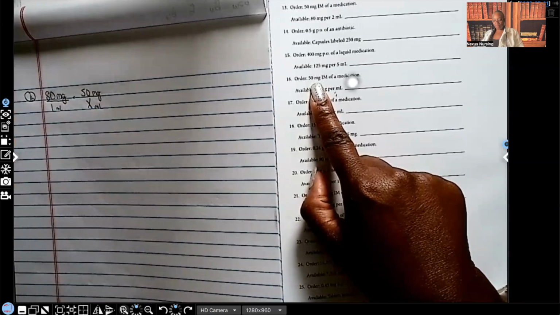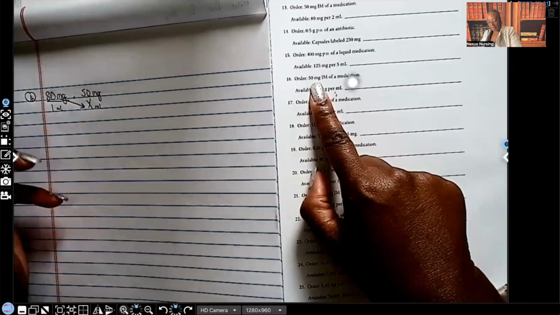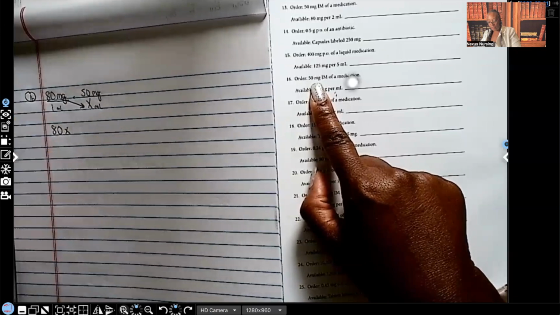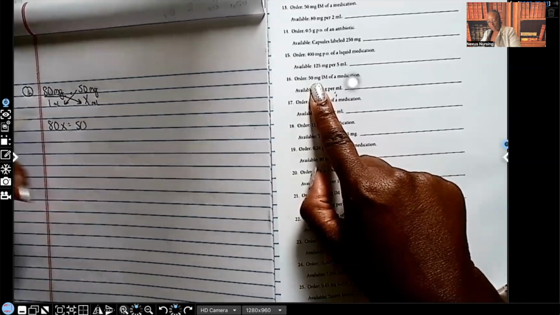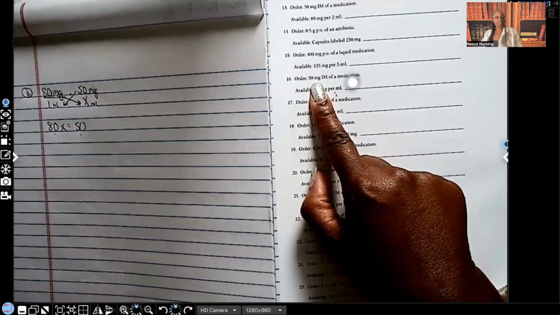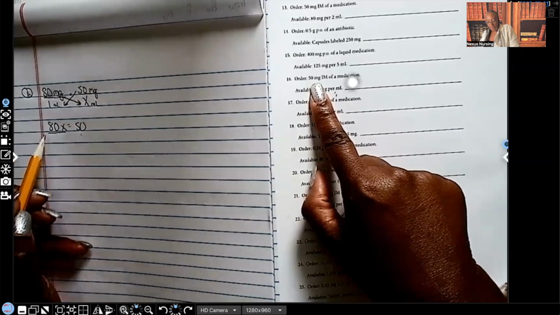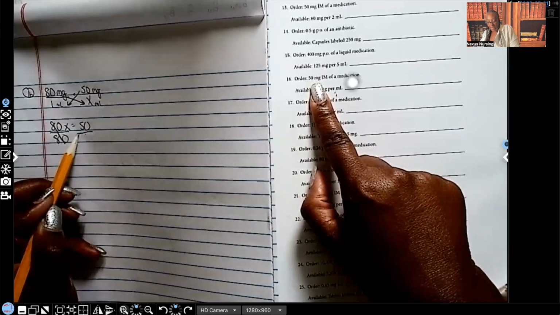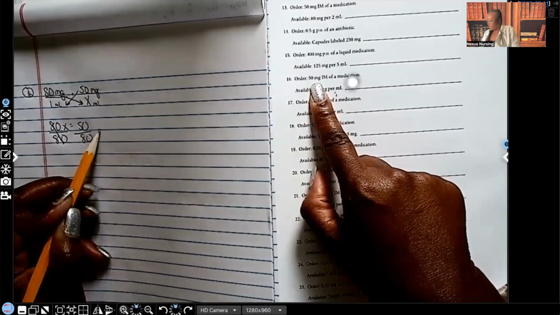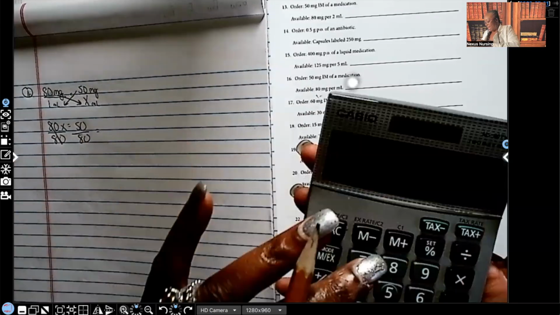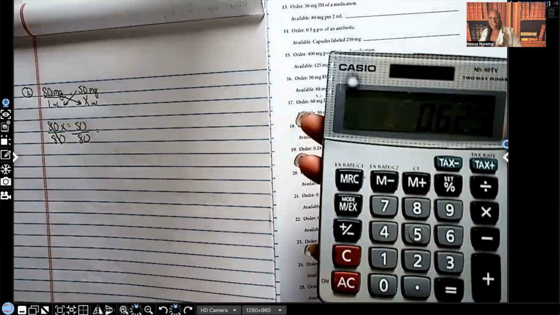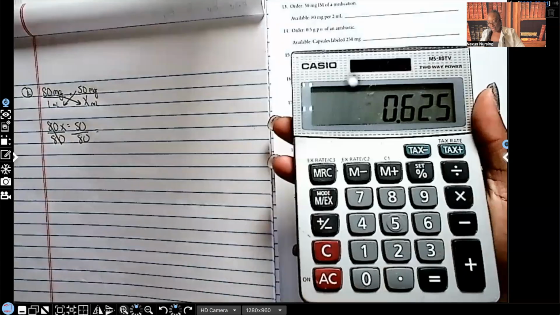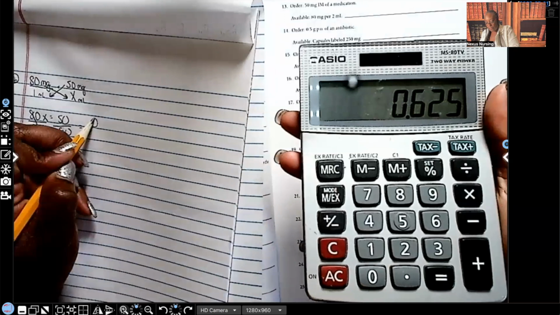Now we can cross multiply. 80 times X gives me 80X. And then 50 times 1 gives me 50. 80X equals 50. Well, now I got to get X by itself. Divide by 80, divide by 80. Now I'm going to do 50 divided by 80. There we go, 0.625.